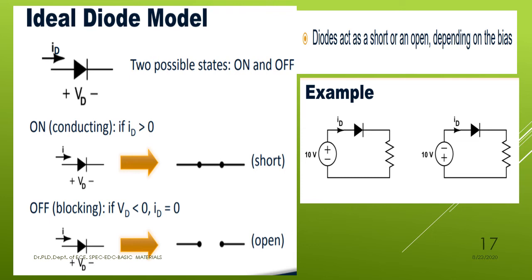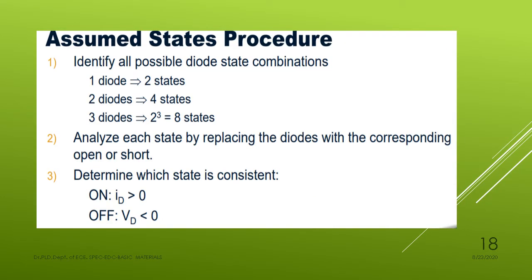Where Vd is less than 0 in that case. So this is regarding the forward bias, conducting and blocking periods of a diode. And here you can observe under its different states, ideally, for all possible combinations, the number of states varies based on the number of diodes.